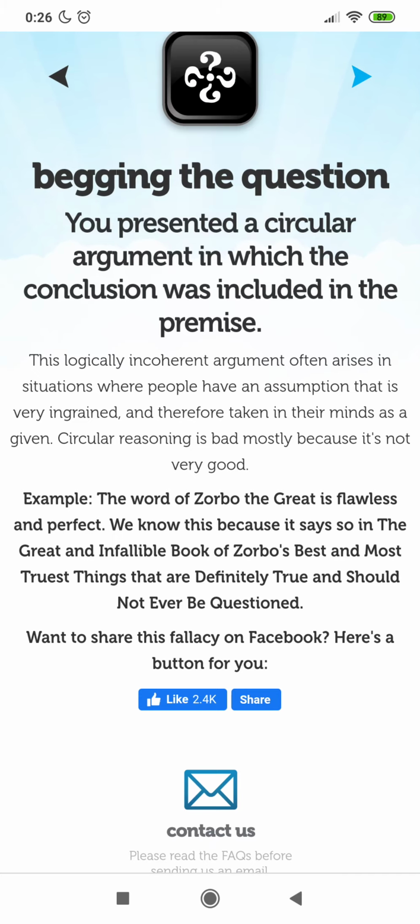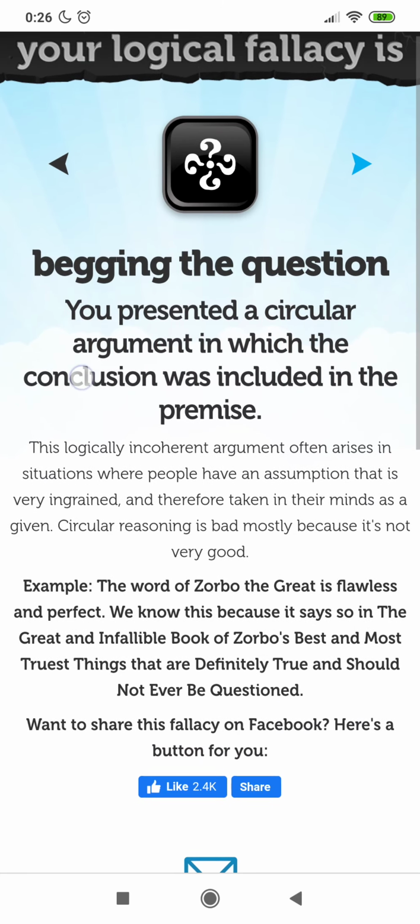Begging the question: circular argument. You presented a circular argument in which the conclusion was included in the premise. This logically incoherent argument often arises in situations where people have an assumption that is very ingrained and therefore taken in their minds as a given. Circular reasoning is bad mostly because it is not very good.